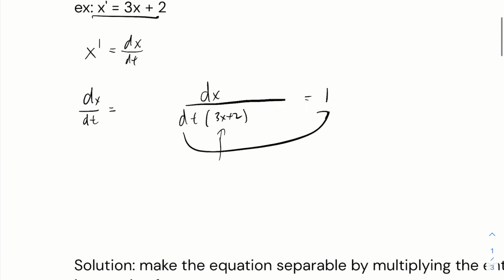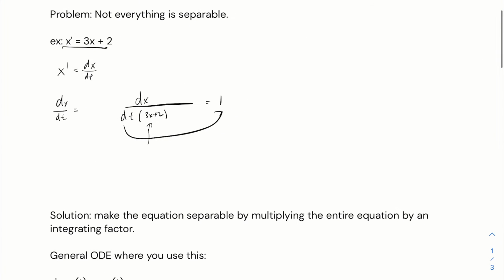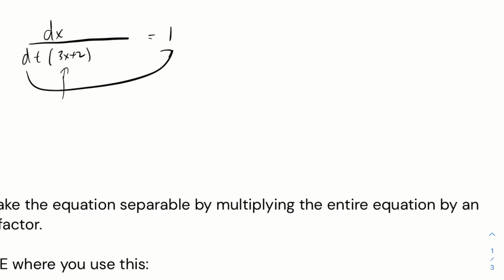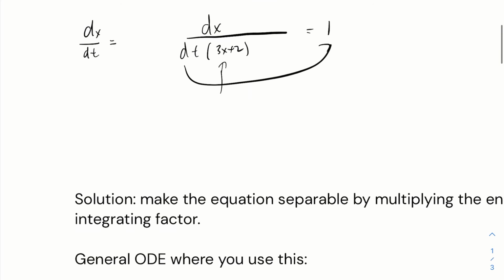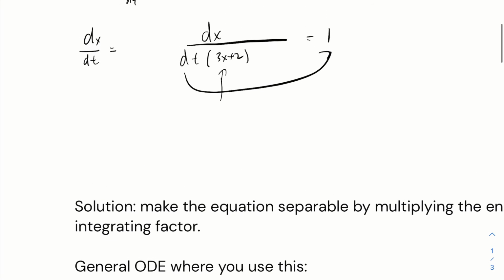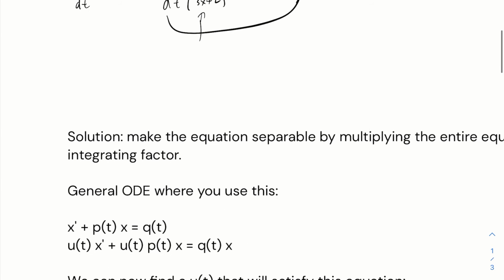So what we're going to do with these more complicated first order differential equations is make the equation separable by multiplying the entire equation by an integrating factor. We're going to call this mu, which looks like that. But you're going to notice that I put it in as u, because I typed this up on my laptop and I don't know what the Greek symbol support is.